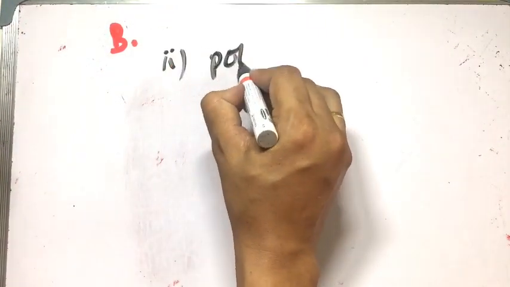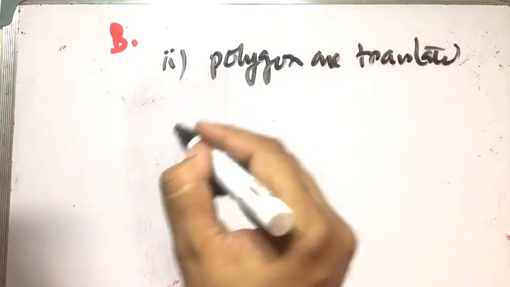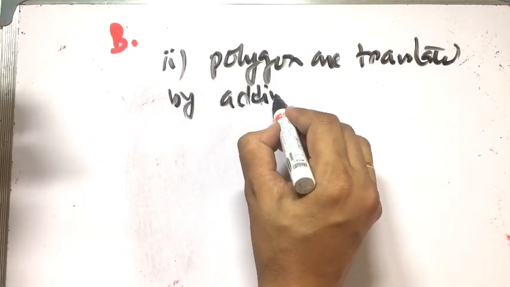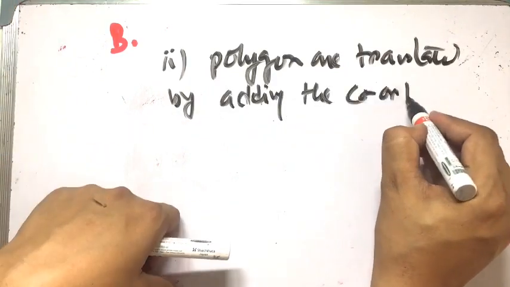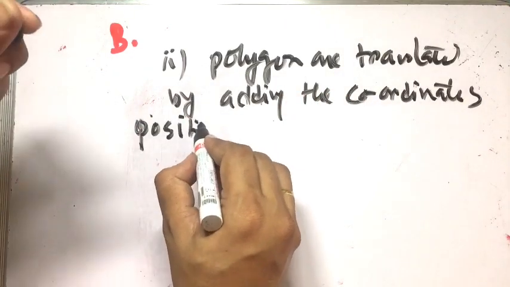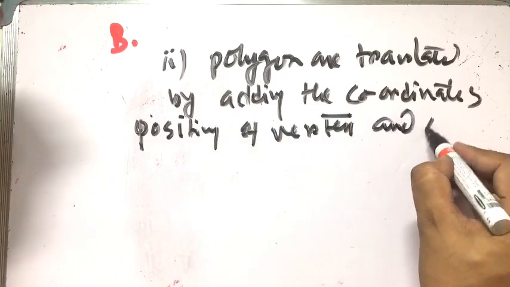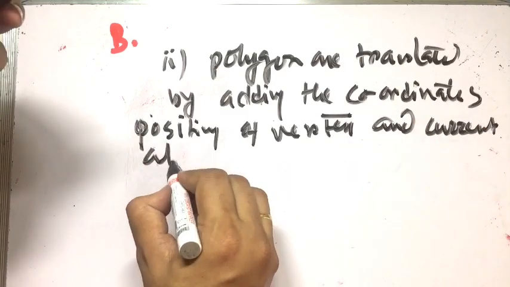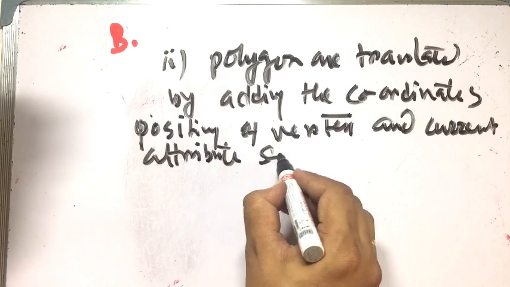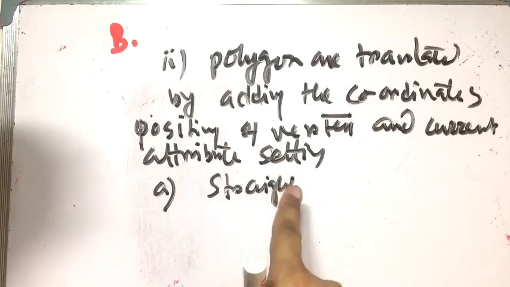Next, question number 2. Polygons are translated by adding the coordinate position of each vertex and current attribute setting. Option A, straight line path.